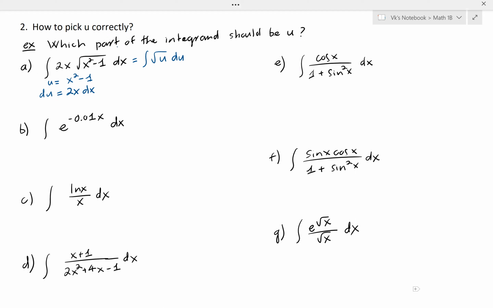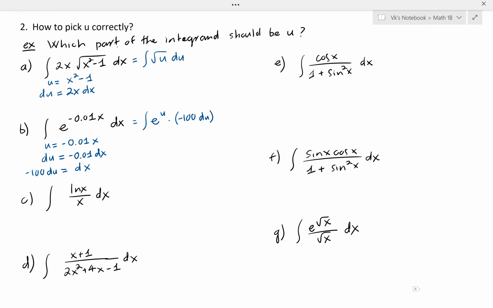Yay! In B, the integral of e to the negative 0.01x dx. Very similar to what we did before. u is the exponent of e, negative 0.01x. du is negative 0.01 dx. So that means we divide both sides by negative 0.01. dx is 1 divided by this, that's negative 100 du. So this is e to the u multiplied by negative 100 du. Yay, we can integrate this one.